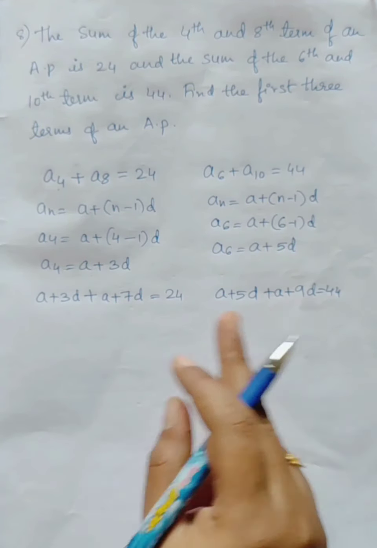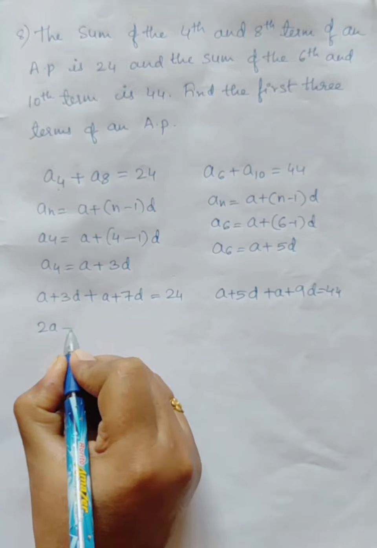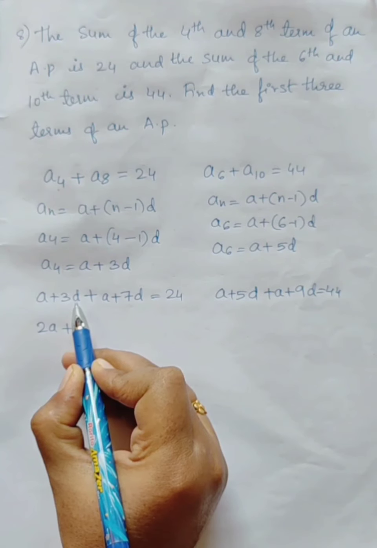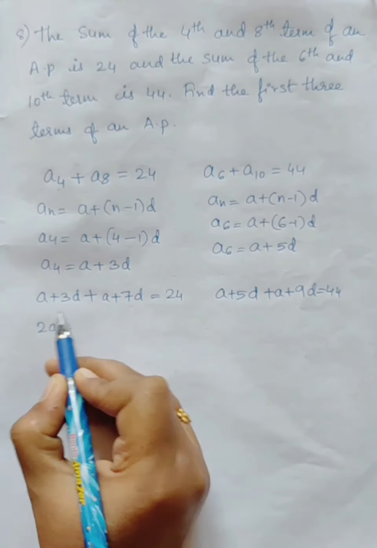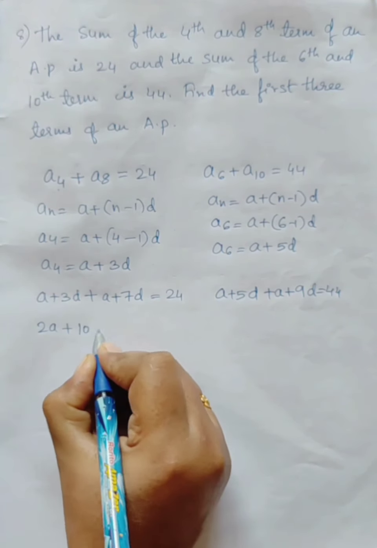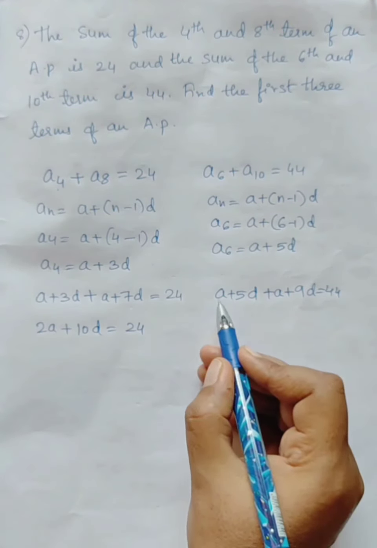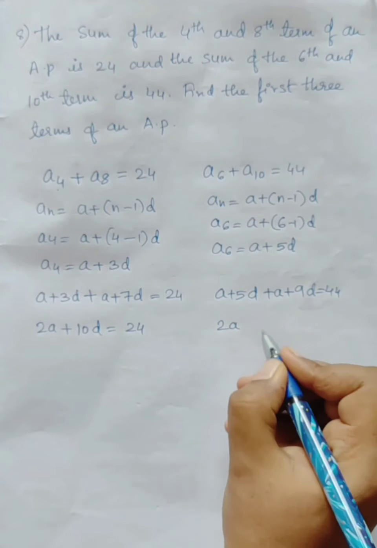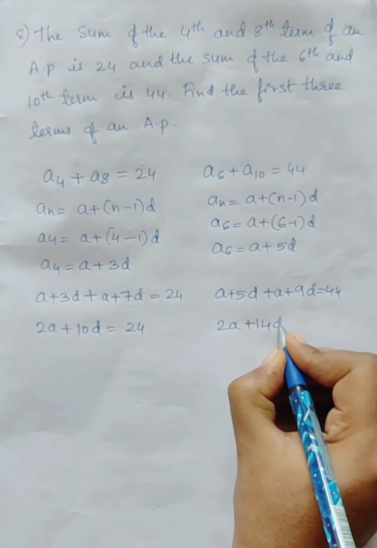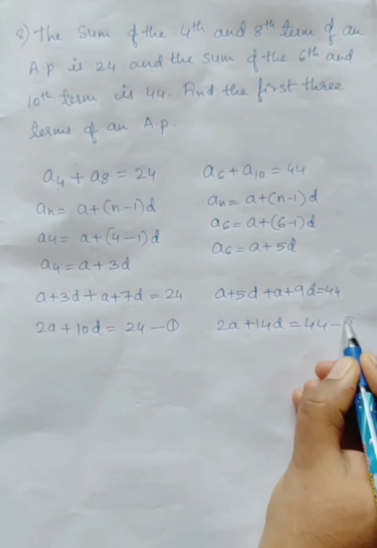These are the equations. The next part is what? This a you can add. So it will be 2a plus 3d plus 7d, because they have the same alphabets, so you can add them. d and d are the same, so 3 plus 7 is 10, so 10d, which is equal to 24. a and a will again be 2a, then 5d plus 9d will be plus 14d, which is equal to 44. So this will be equation 1 and this will be equation 2.